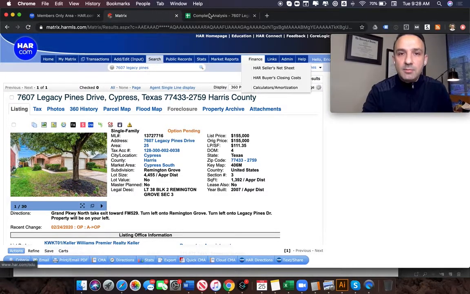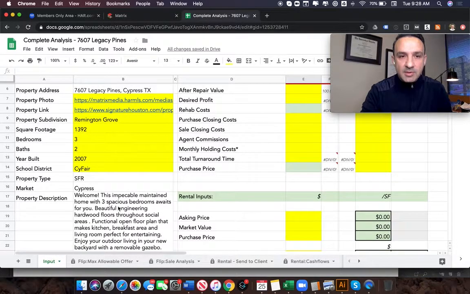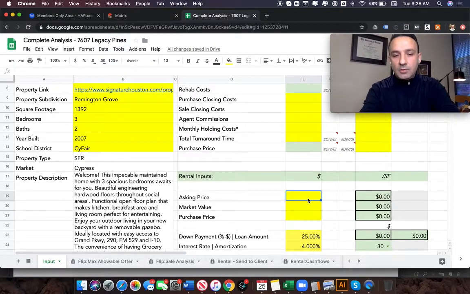So now it's time to put it all together in our model. I've already filled out some of the information on the property: the property address, the subdivision name, square footage, bedrooms, bathrooms, year built, what school district it is zoned to, it's a single family home in Cypress, and some comments from the MLS. So let's put it all together now. So they're asking $155,000 for this property.